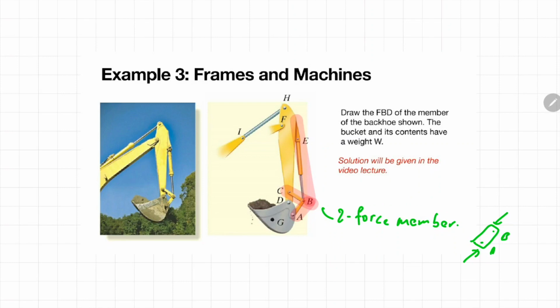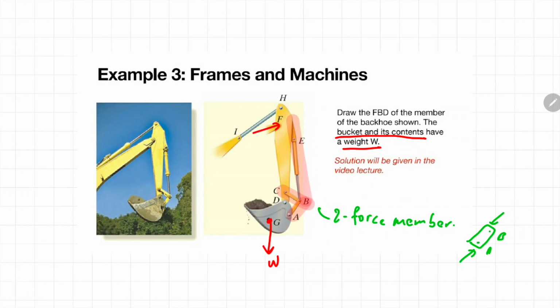So if I were to redraw the free body diagram of the backhoe, of this entire structure, I know the bucket and its content have a weight of W, so this W is acting downward like this. Then this member of the backhoe is connected to another member called F, so I'm going to call the force acting at this particular member FF. This backhoe is also connected to another member called HI, so similarly, I'm going to call the force acting at this member FHI. So that's how you draw the free body diagram of the entire structure of a backhoe.